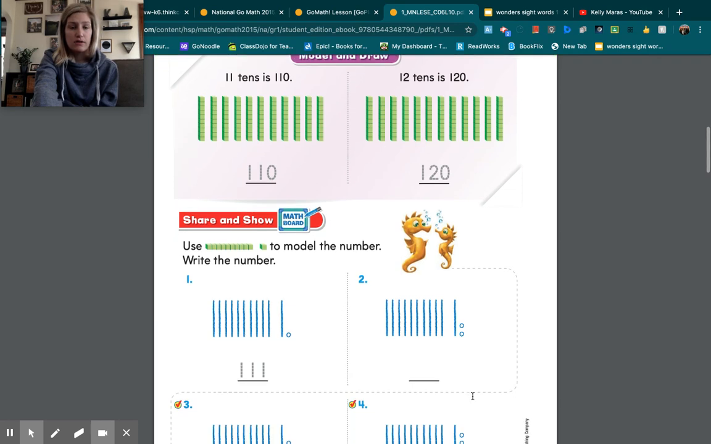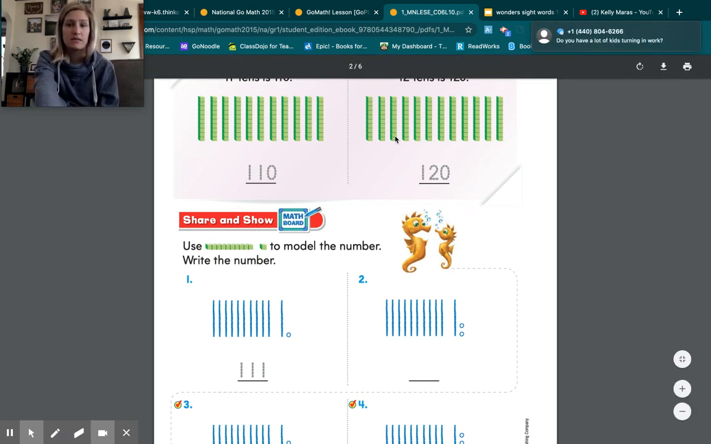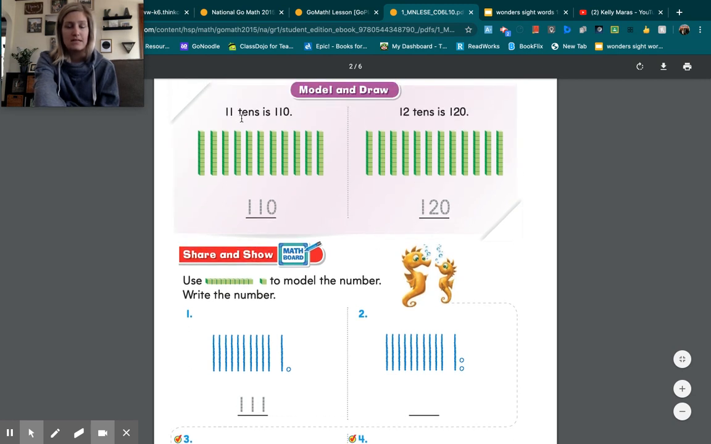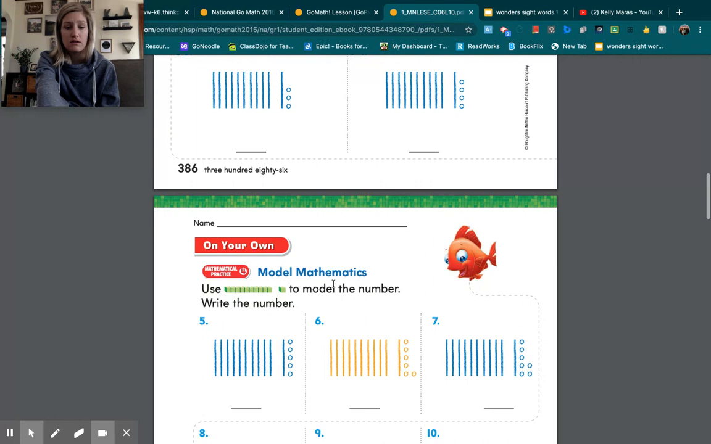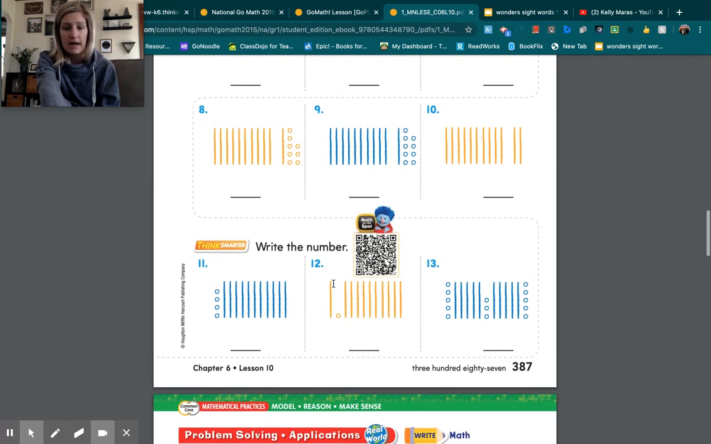The next part of what you're going to do is they want you to read these quick pictures and write the number, okay? So they show you up here with 10 blocks, and they show you that this model is showing the number 110. 11 tens is 110. And this model is showing 12 tens, which is 120. Now they want you to read the quick pictures down here and write how many there are, okay?